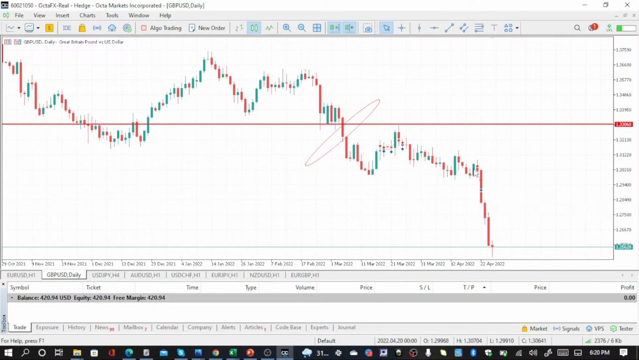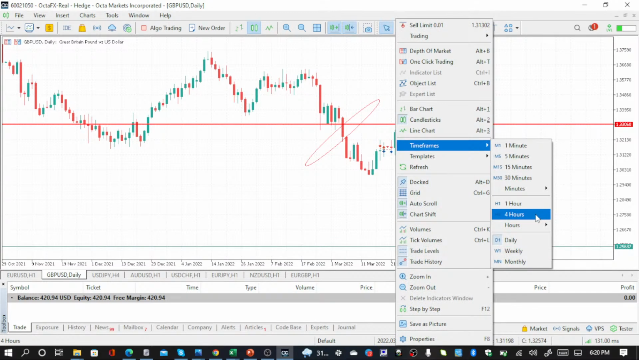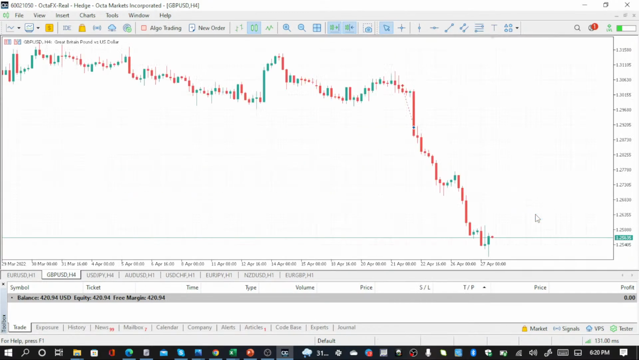If you look at the bearish momentum, moving down. Now let's look at the 4 hours time frame, so we know if we can take position here or not. If you look at the 4 hours time frame, look at this rejection candle here. It shows that there is more bearish momentum coming in at this level.